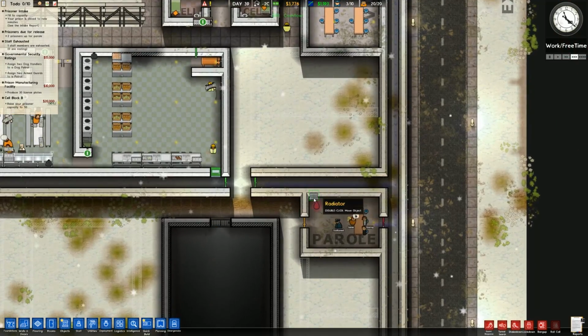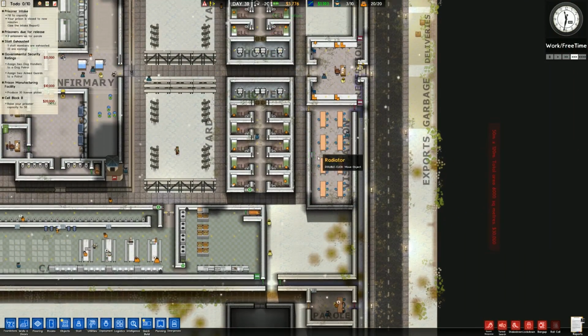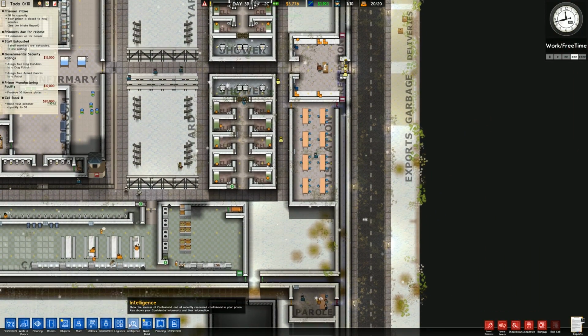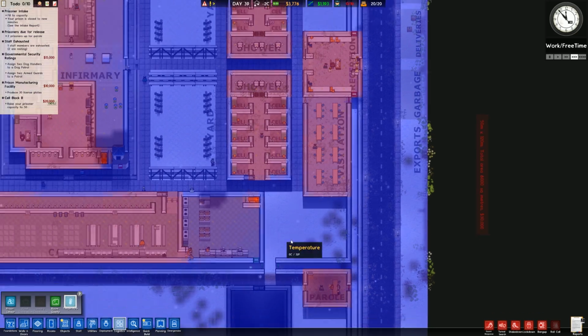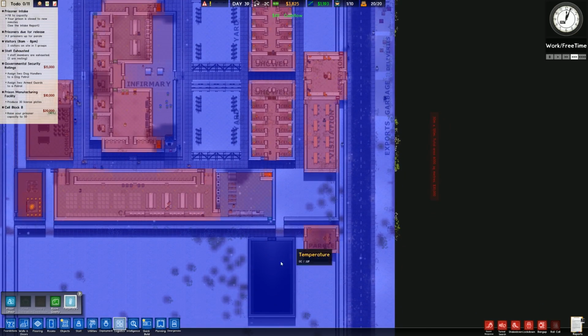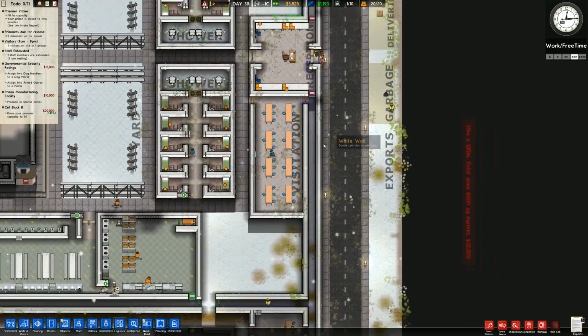But at least we're getting the radiator put in there, and then that radiator is in there. So this is now warming up. So if we double check our logistics here in temperature, that is now 18 degrees, and that is now 90 degrees. That's perfectly acceptable. No problem whatsoever.